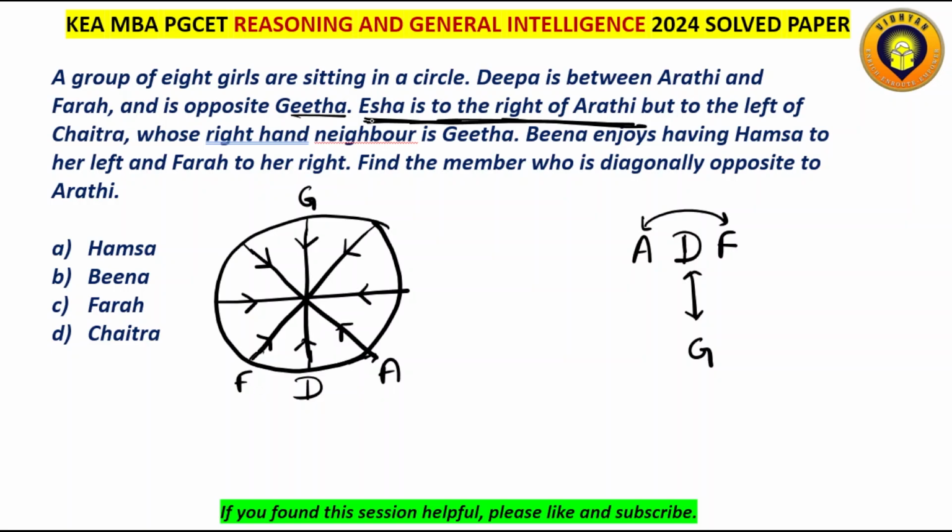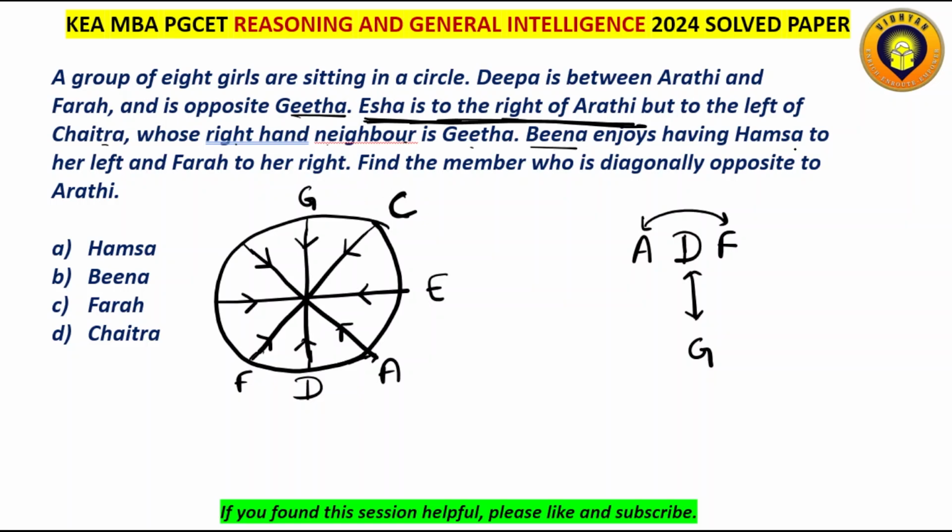Now you can write this. Isha is to the right of Arati. So Isha comes here. But Isha is to the left of Chaitra. So Chaitra comes here. Then Chaitra, whose right hand neighbor is Geeta. So yes, it is correct. Chaitra, whose right hand neighbor is Geeta, which is correct.